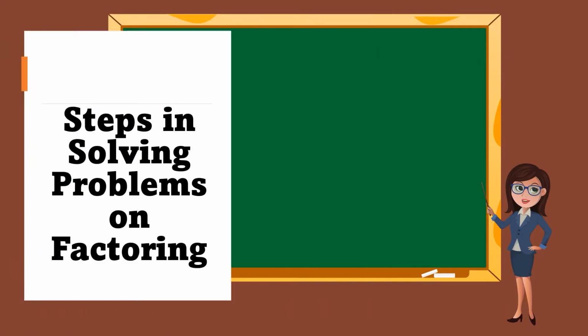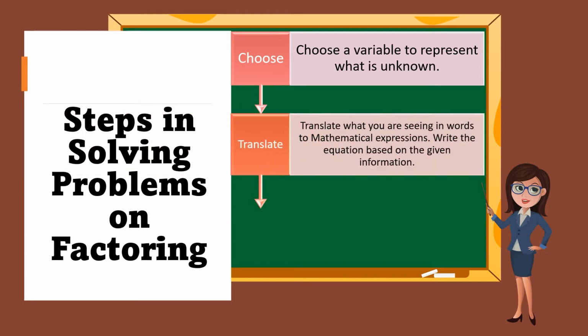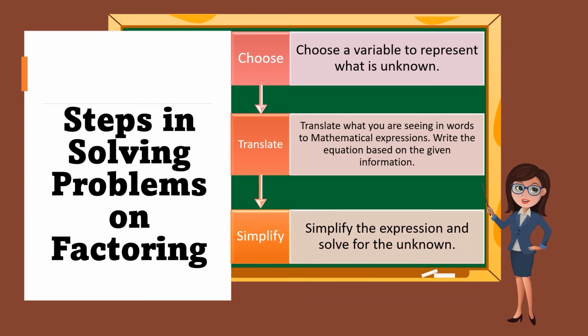To solve the problem, we have to be familiarized with the different steps in solving problems on factoring. First step is to choose. Choose a variable to represent what is unknown. Second, translate. Translate what you are seeing in words to mathematical expressions. You should write the equation based on the given information. Lastly, simplify. Simplify the expression and solve for the unknown.